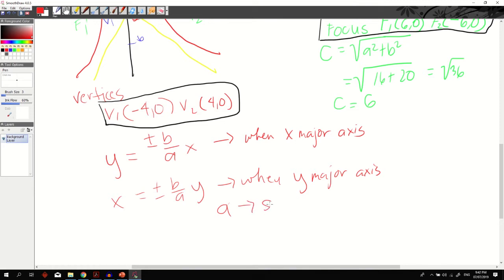semi-major axis, and the b should be the semi-minor axis. Let's always remember that too: a should be the major and b should be the minor. So here, y is the major axis, so we use x equals positive negative b over a. A should be the length of the major axis. Okay, very good. So let's proceed here.